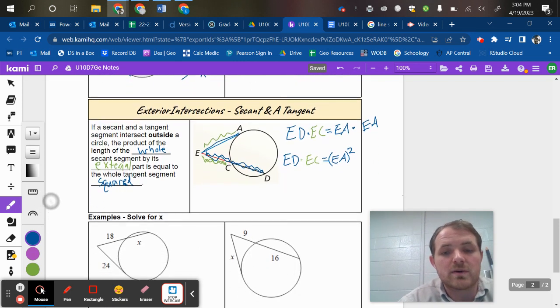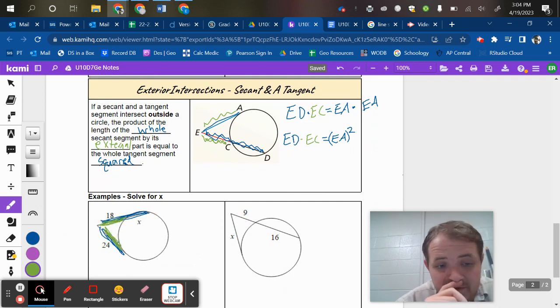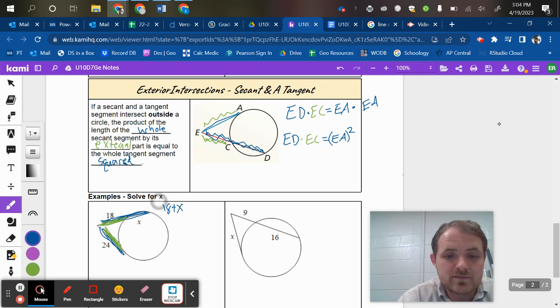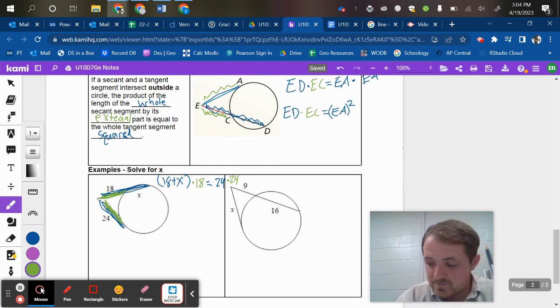Okay. So if we use that relationship right now, we've got our whole and our whole down here. And then we have our external 18 and our external 24. So I'm going to do my whole, which is 18 plus x, times my external, which is 18. That's going to be equal to my whole, which is 24, and my external, which is also 24. So again, you can write that as 24 times 24, or 24 squared.